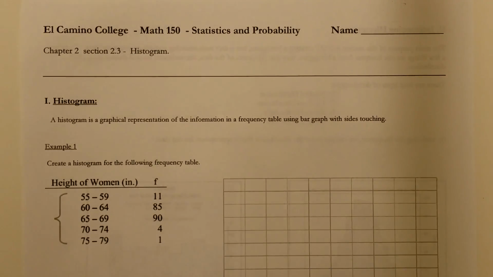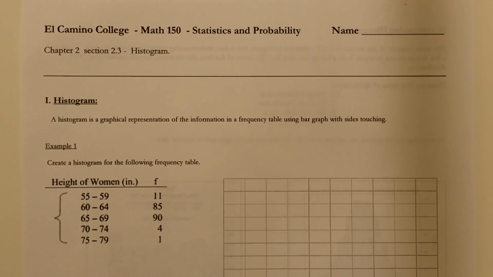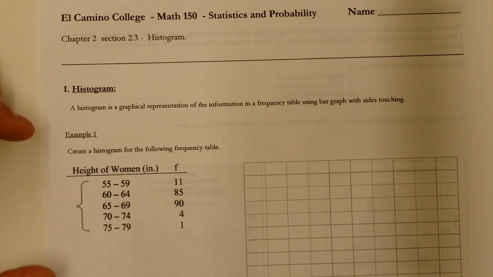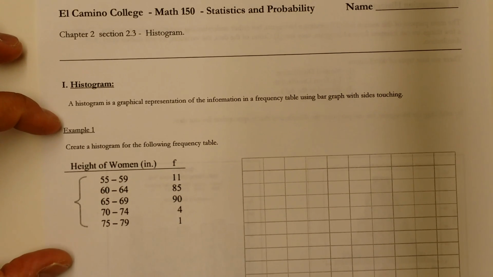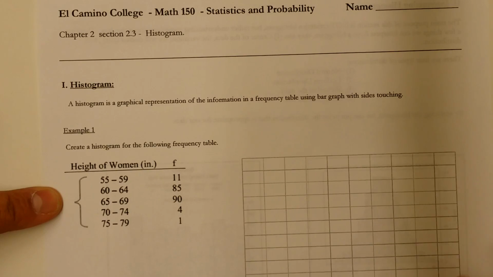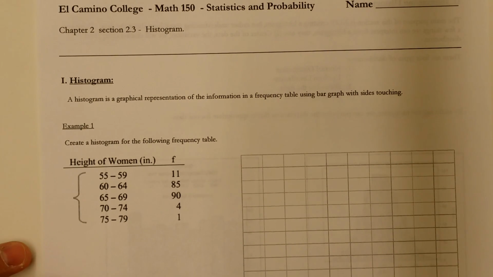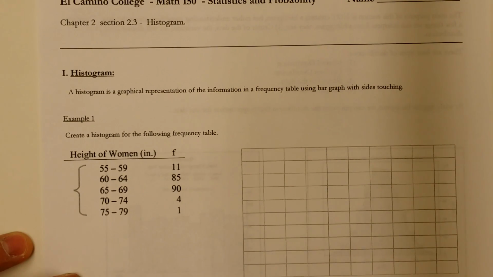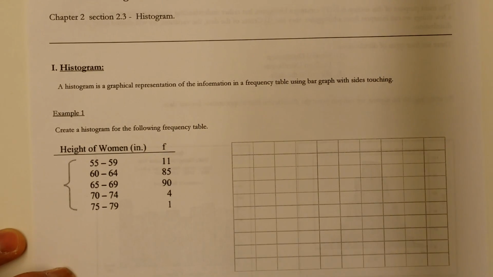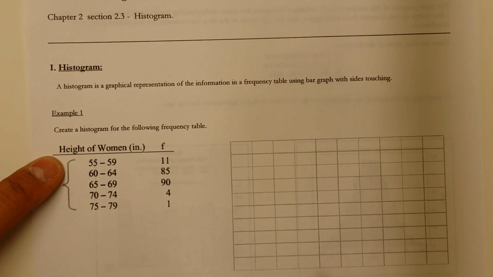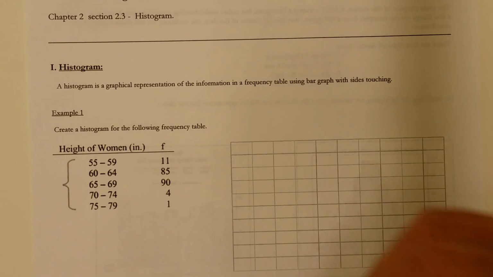Section 2.3, we're going to talk about histograms and their properties. First, when we are given a frequency distribution, we can turn this data into a graphical display called a histogram. The way we do that is we begin by labeling the axes. I'm going to put the height of women as our horizontal axis, and then the vertical axis over here will be the frequency.